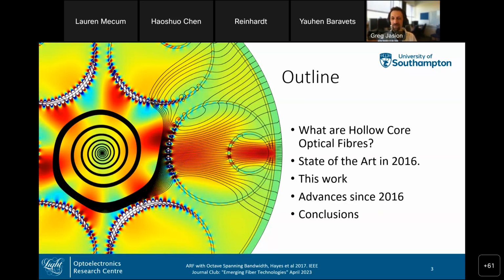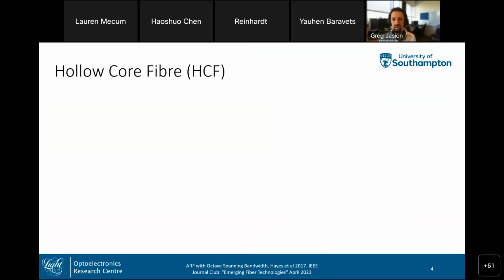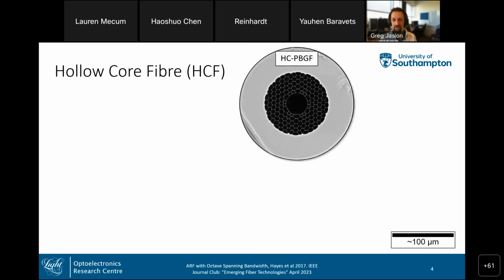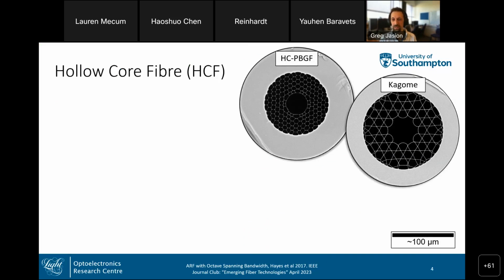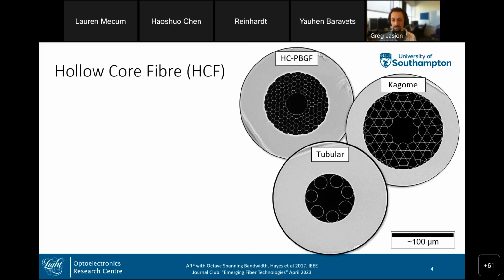So in this talk, I'm going to give a brief overview of what hollow core fibers are and the state of the art in 2016, show you what we demonstrated in this paper, and go over what we've done since. Hollow core fibers, well, there are several varieties in the literature. There's the hollow core photonic bandgap fiber, which has this honeycomb structure, the Kagome, which has this star basket weave lattice, and this is also an anti-resonant fiber. And then we've got the tubular fiber, which is the focus of this work.